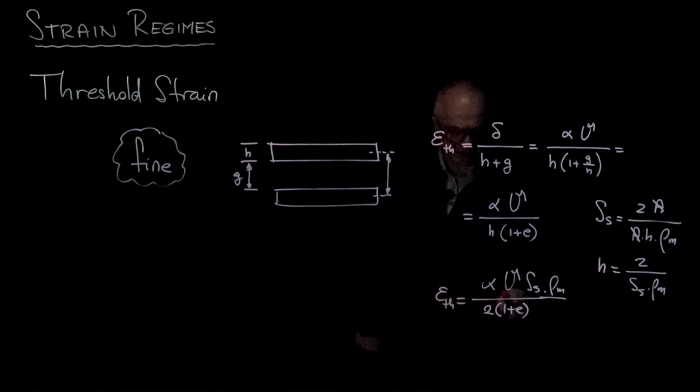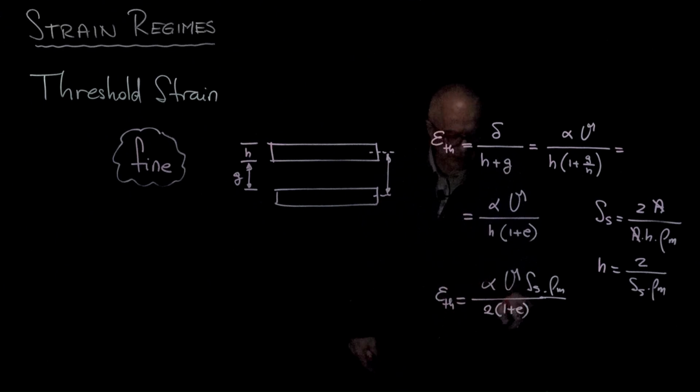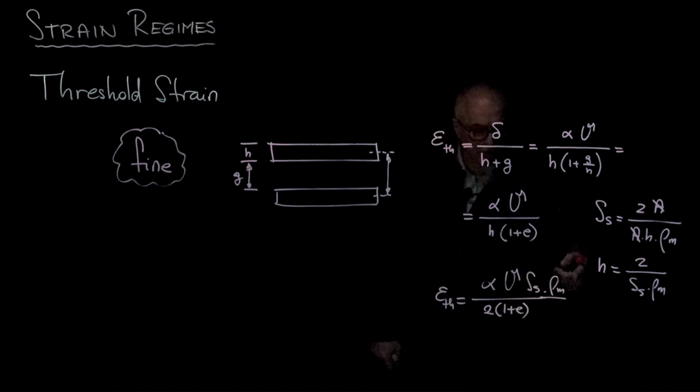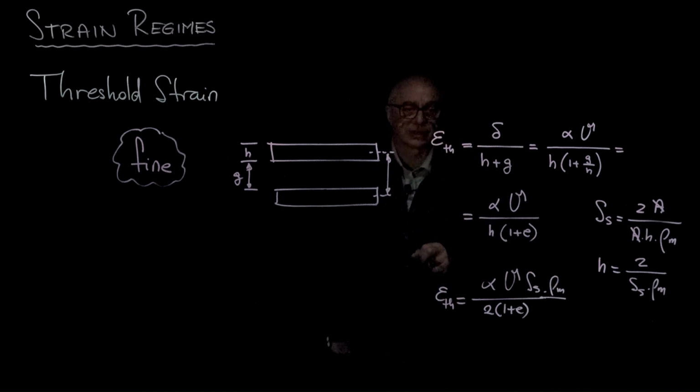Finally, notice that the void ratio is inversely proportional to the confinement. The more you confine the soil, the lower the void ratio. So that threshold strain actually, by the fact that the void ratio is inversely proportional to stress, this will flip over and the threshold strain will be proportional to the confining stress.